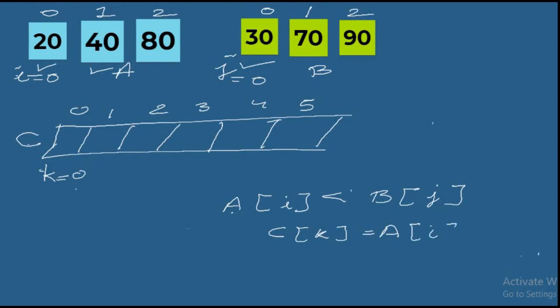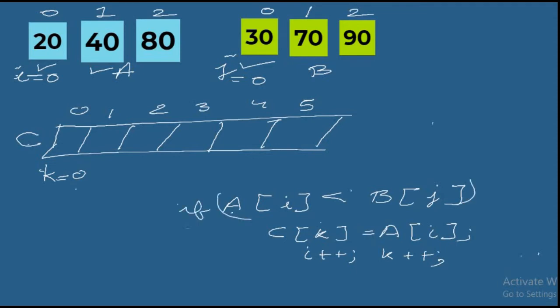AI will be copied into CK. Okay, so if AI is less than BJ, then we are going to copy AI into CK, and then because we are copying I, we will increment I as well as we are going to increment K. So this is the first thing.